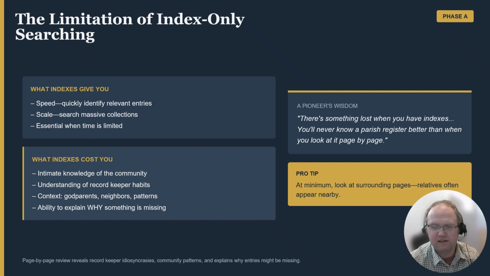All you'd have is a few records mentioning your person. Sure, I would have found them really quick, but I would have lost the context. In a sense, it's a double-edged sword. With limited time and massive collections, indexes are invaluable, but at a minimum, maybe you can negate some of that loss by looking at the surrounding pages. Relatives, you'd be surprised, often appear on the same page, before or after, in so many records I've looked at over the years.